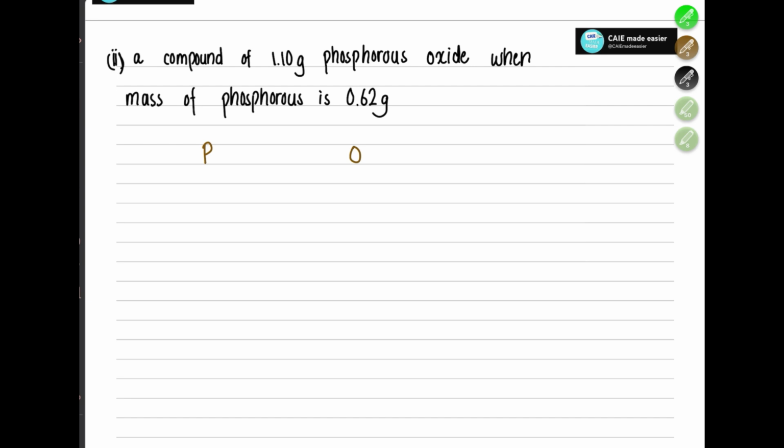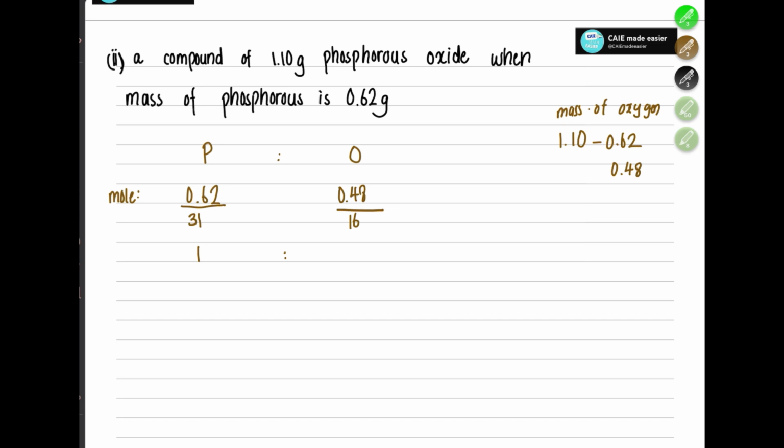Now they have given us the mass of phosphorus, but they didn't give us the mass of oxygen. So to calculate the mass of oxygen, we can just subtract it. 1.10 minus 0.62 is the mass of oxygen. This is going to be 0.48. Divide both of them by their Mr.